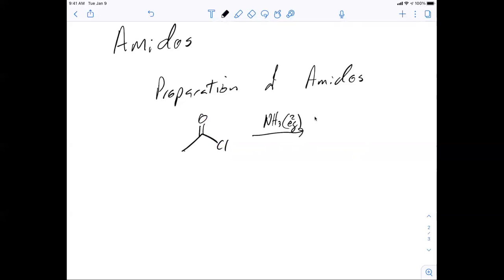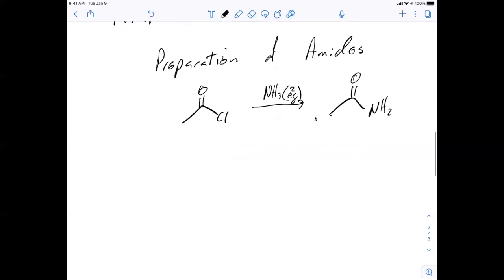Don't know why I drew it that way, but anyway. And we've looked at this one before in the reactions of chlorides. We can do the same thing with an anhydride. And I'm just showing the amine here, but again, it could be the ammonia, a primary, a secondary.